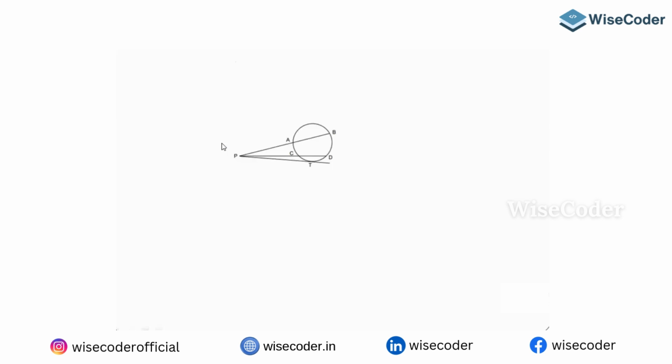Now let's talk about the circle. A circle is a closed curve drawn such that any point on the curve is equidistant from a fixed point. The fixed point is called the center. See what I mean by this. From this point, if you take any point on the curve, the distance is the same. That's your radius.